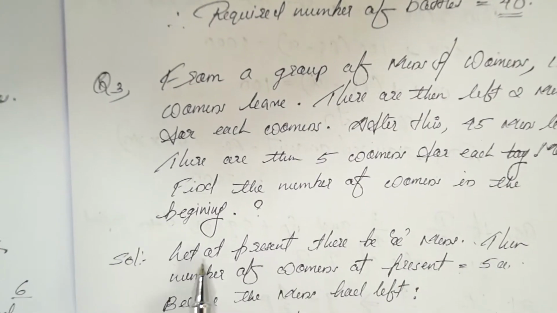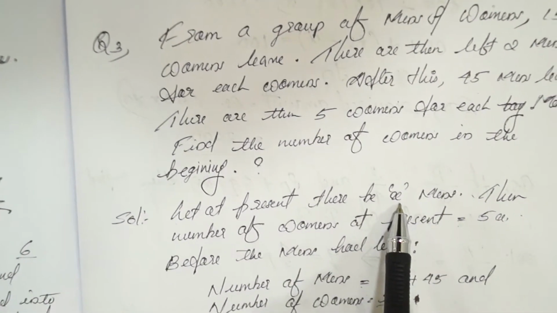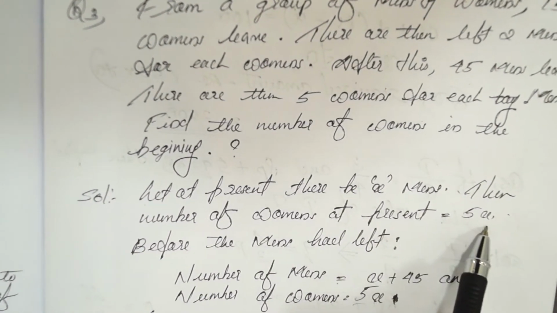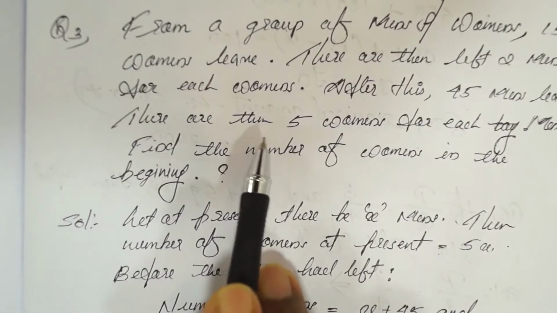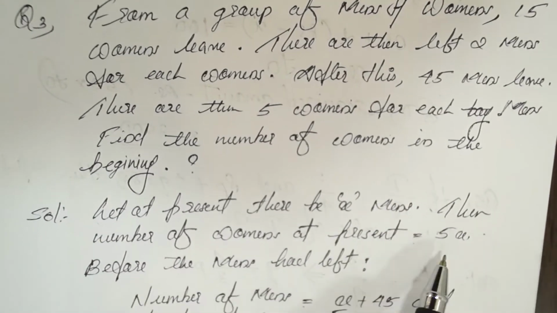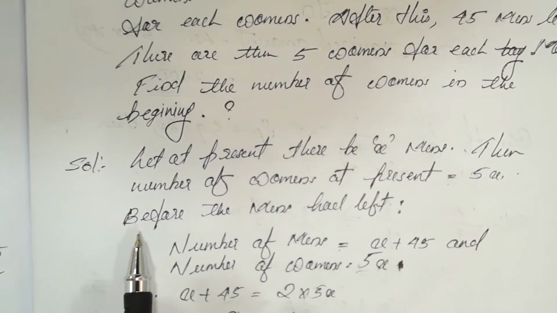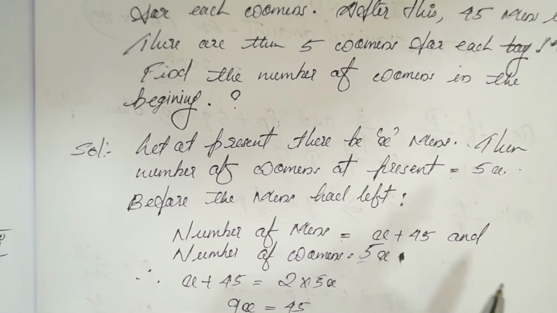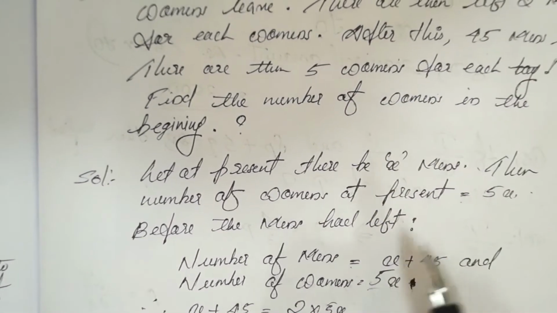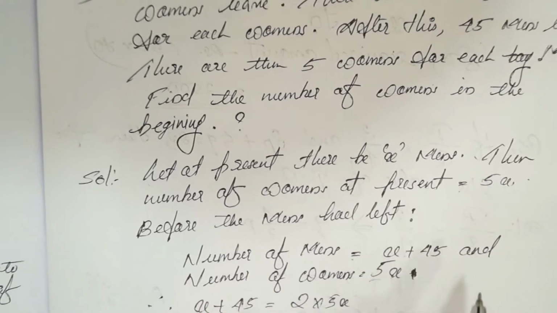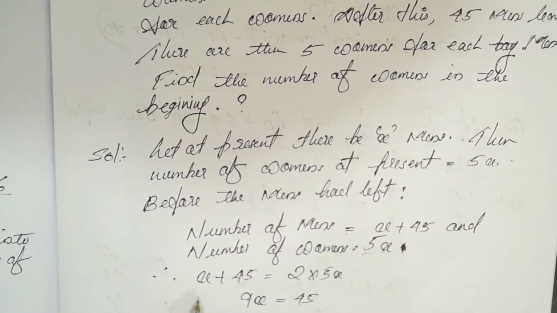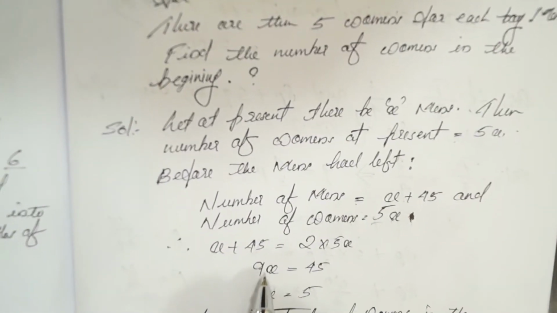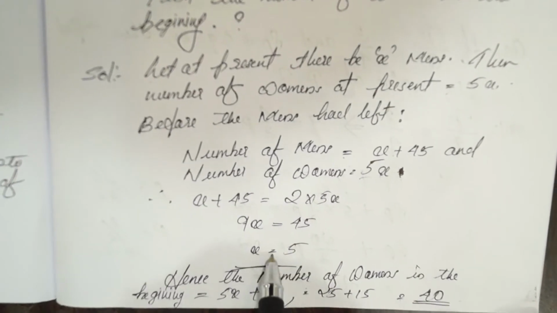So let at present there be x men. Then the number of women at present is 5x, because here there are 5 women for each man. So we can directly write 5x. Before the men had left, the number of men is equal to x plus 45, because 45 men left. So before that it was x plus 45 men, and the number of women was 5x. So x plus 45 is equal to 2 into 5x. So 9x is equal to 45 and x is equal to 5.